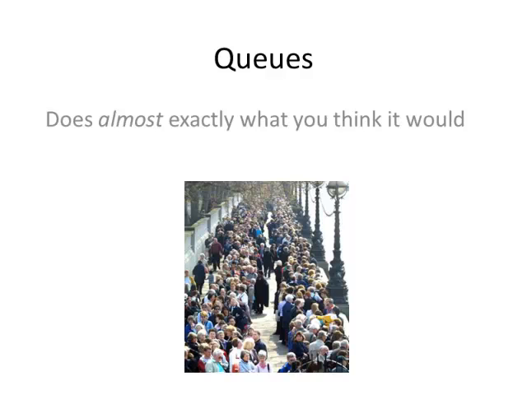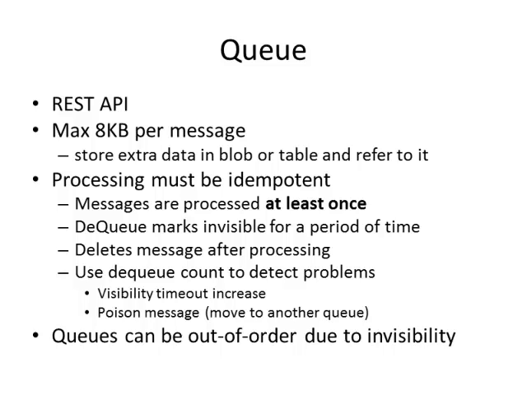Queues. It's pretty much exactly what you think it is. It's a first in, first out queue via a REST API. You can have a maximum of 8K per message. If you need more than that, you store a reference to that data and store it in a blob or a table or somewhere else.